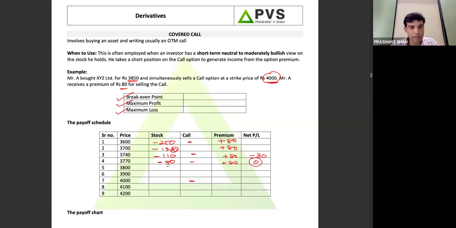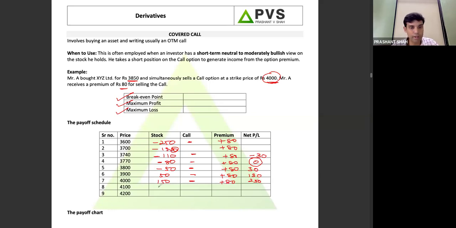Now at 3,800, you would be losing 50 on stock. There is nothing you have to pay from the call option. 80 is the premium received. So now it's above the break even point price. So you are into profit. At 3,900, you are earning 50 from stock. There's nothing to be paid plus 80. So your net is 130. At 4,000, 150 is the profit from the stock plus 80. So 230 is your net profit from this strategy.